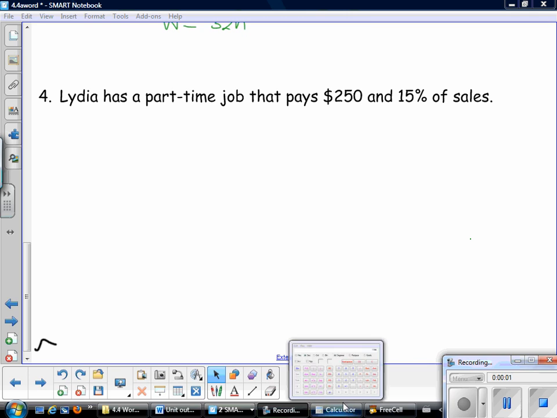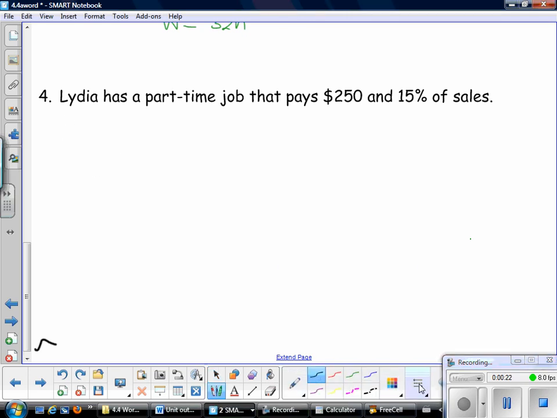Okay, so here is our last word question for this session. It says Lydia has a part-time job that pays $250.15, 15% of sales. Okay, so if we need to make an equation here, now notice that there isn't an actual question here. So if I actually add a question, write an equation, let's see what we would have.